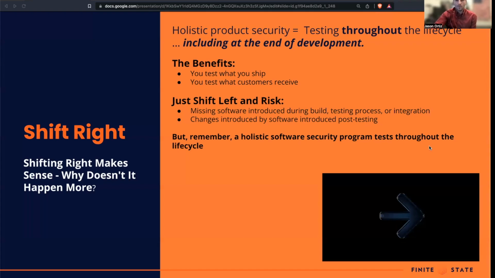Ultimately, the holistic software security program tests throughout the lifecycle. So this is an addendum. Shifting right is not a replacement for testing where you're currently testing. It is an addition to testing where you're currently testing.